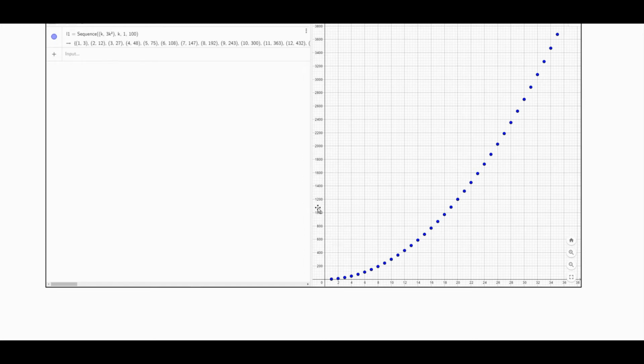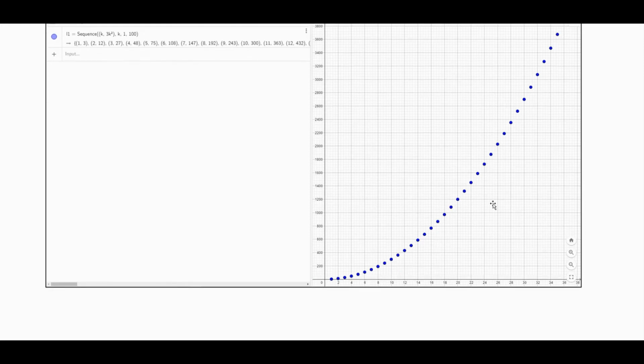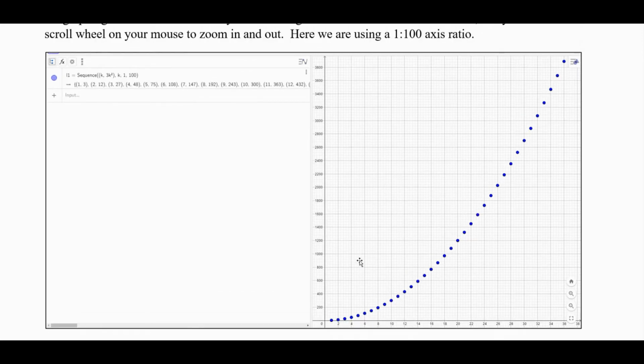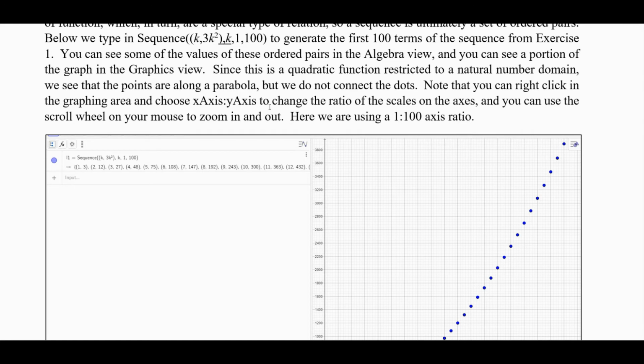So notice I dragged this around so that it put the origin down close to the lower left corner of my little window here. So we're seeing basically just the first quadrant. Now I can use my scroll wheel on the mouse to zoom in and out as needed. Also, I can change the aspect ratio. If you right click out here in the open region on the graphing menu, one of the things that will come up is the ability to change the aspect ratio. Here I'm using a 1 to 100 aspect ratio between the x and y axes.